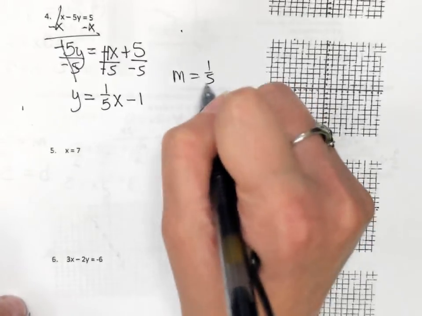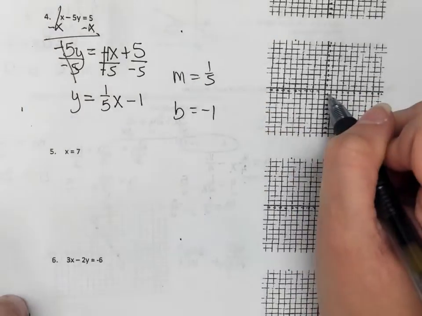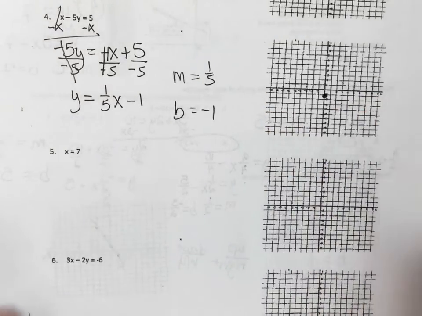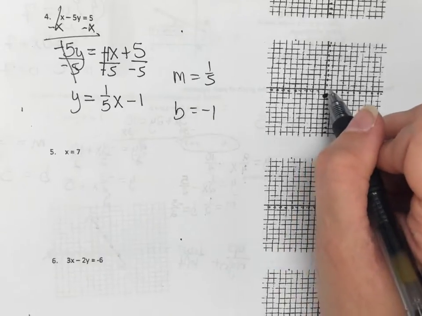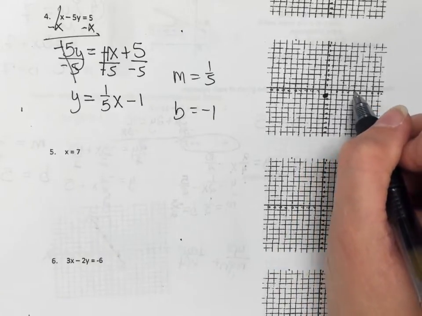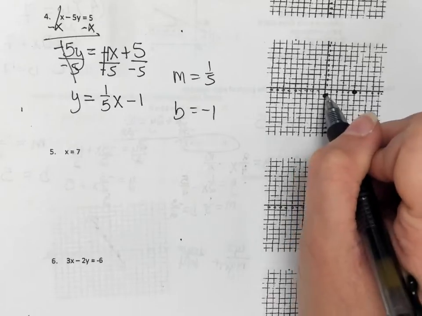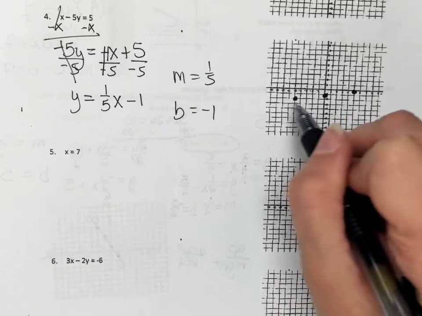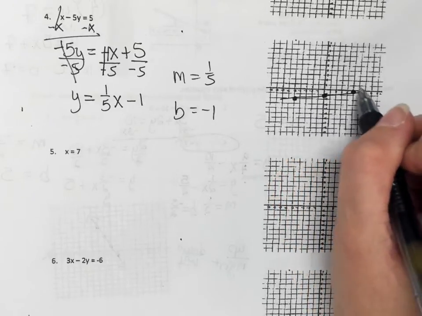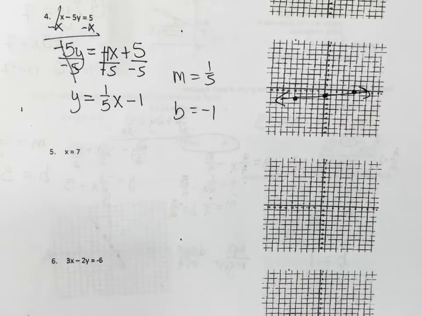So my slope is 1/5. Y-intercept is -1. So go down 1, put a dot. Slope is 1/5, so I'm going to rise 1 and run 5. Or I can go down 1 and left 5. No, you do not have to have 3 dots. You only have to have 2 dots to make a line.